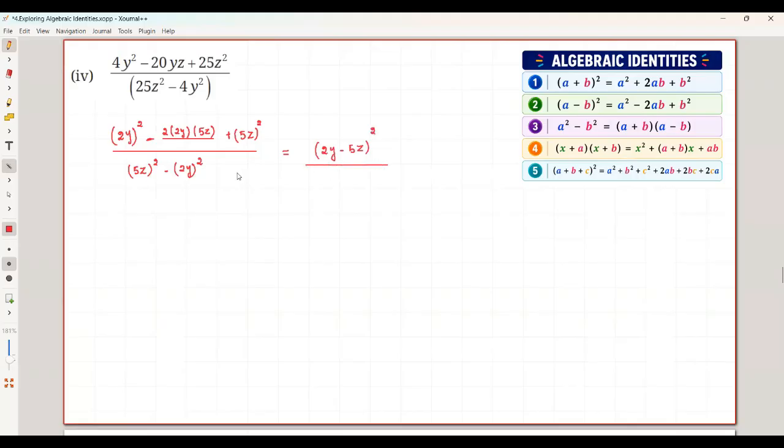Just divided by here, a square minus b square formula, this one. It's a plus b, a minus b. That is 5z plus 2y, a plus b, and a minus b, 5z minus 2y.